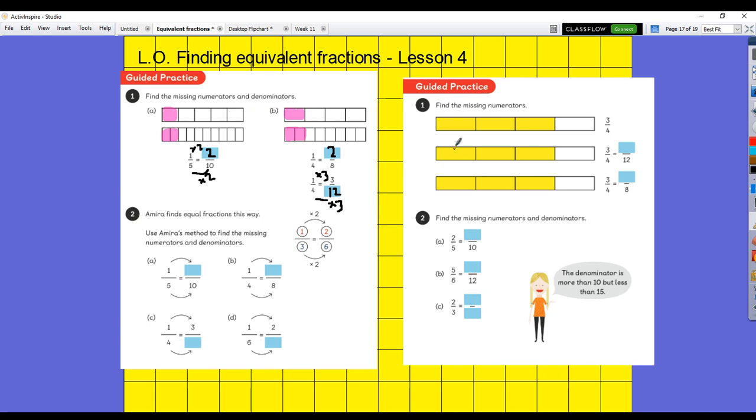So I'm going to move on to this guided practice now. If you want to have a go at this one first, you can, but I'm going to move on to this one over here because I've been talking for quite a long time. So find the missing numerators here.